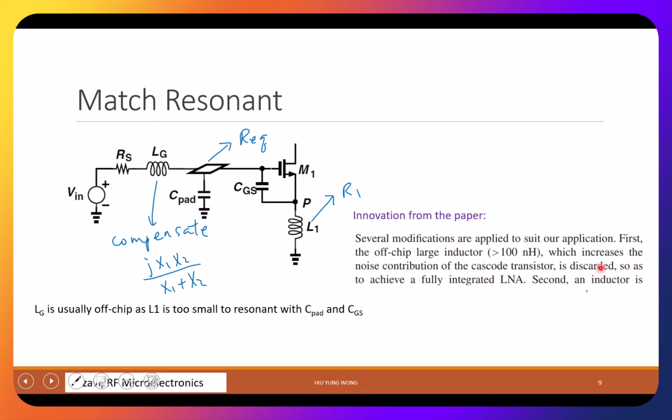So for this paper, it improved noise figure and many aspects because they have a fully integrated LNA. The large inductor is discarded. They did something, I forgot what it is. Let's take a look. So that they don't need this very large off-chip inductor. That's one of the main selling points of this paper. But assume we don't care about this, now you know how to do this impedance matching if you really want to design a chip. You think about the whole thing. Any questions?